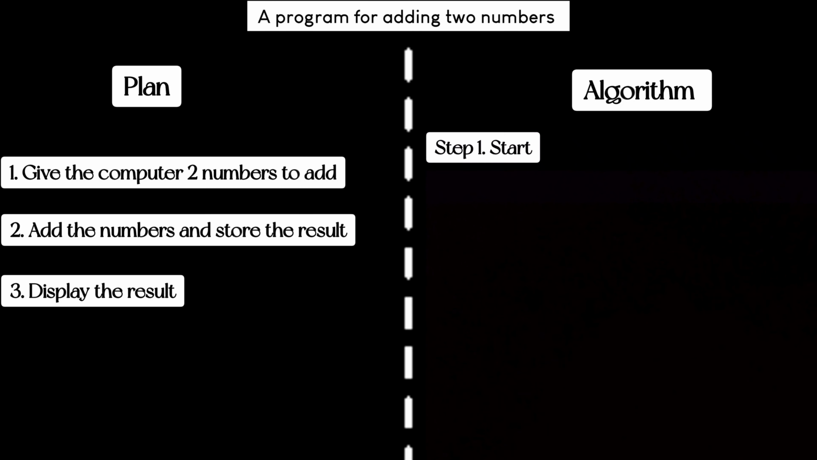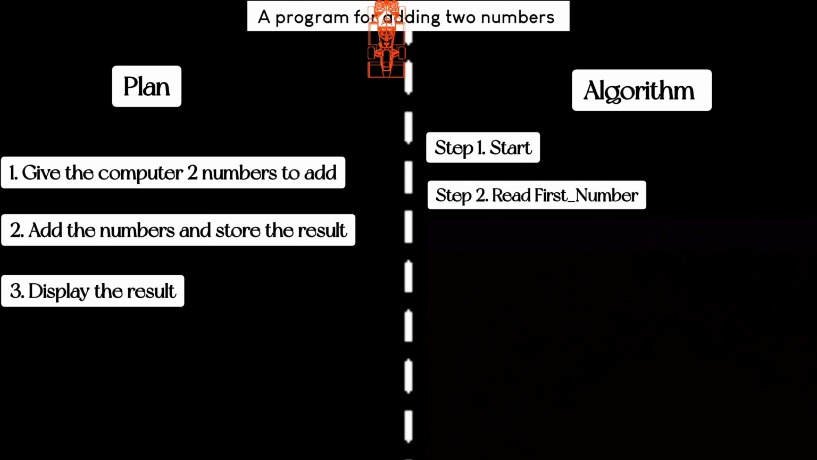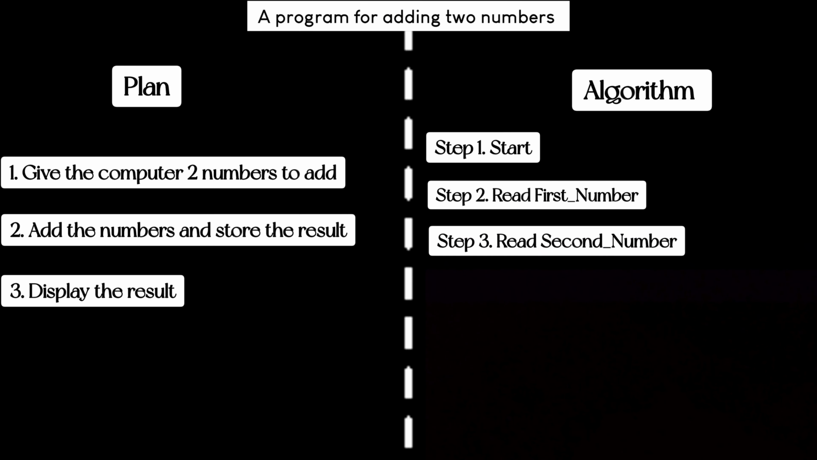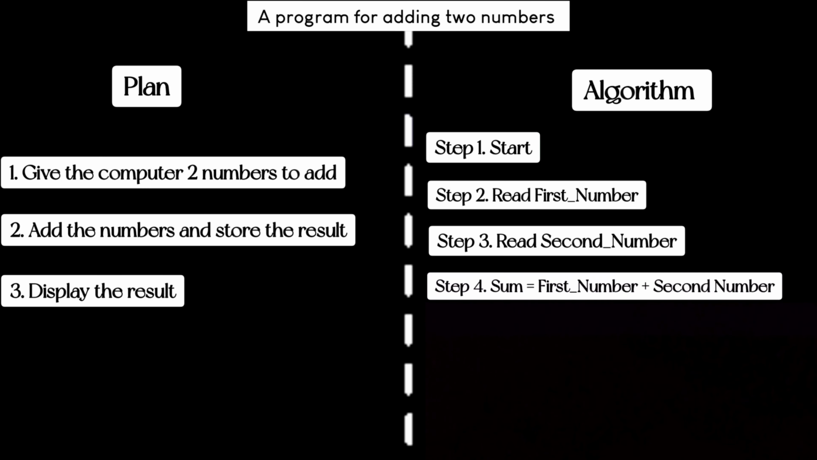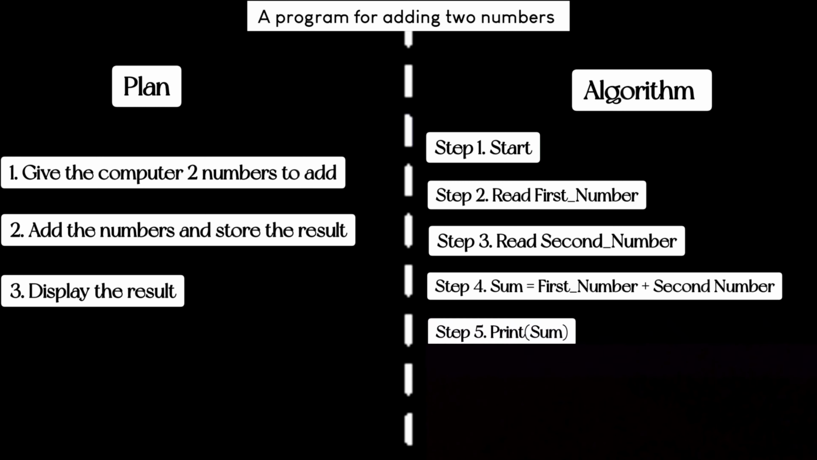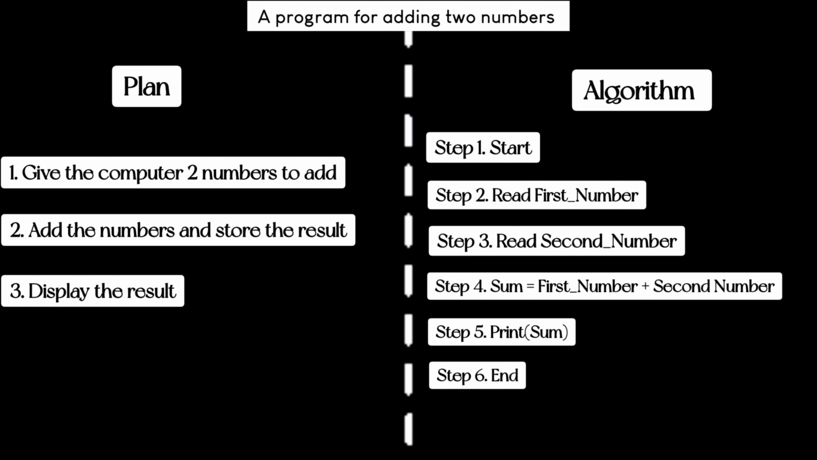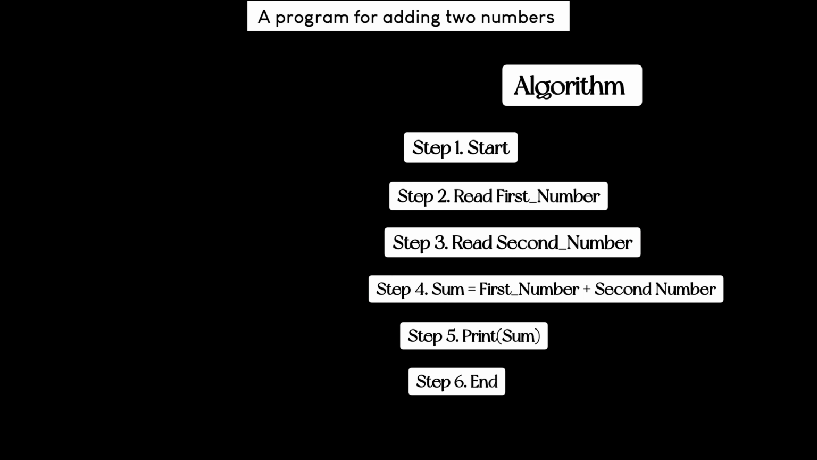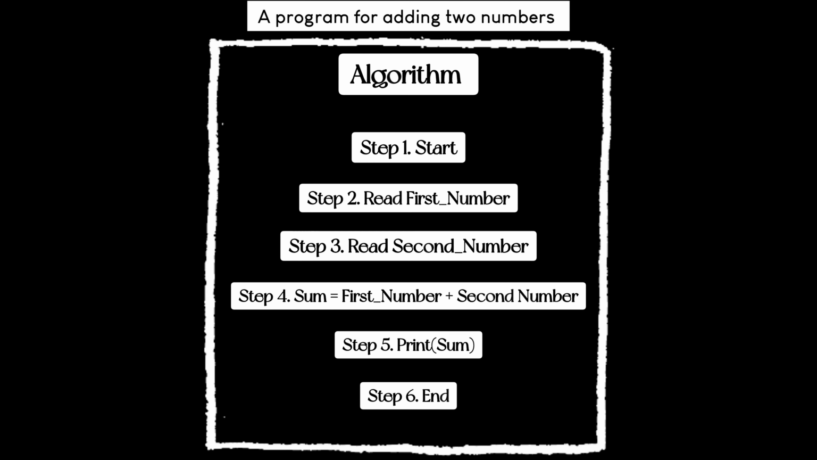Step 1. Start the program. Step 2. Read the first number. Step 3. Read the second number. Step 4. Add the first number with the second number, then store that result in sum. Then step 5, print the sum. Step 6, end the program. So this is a blueprint or a recipe or an algorithm for adding two numbers on a computer.